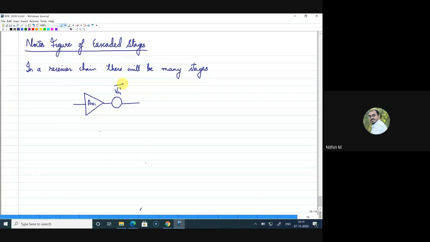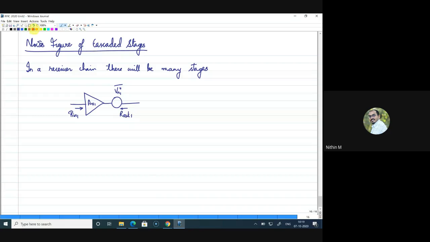Now, for this stage, we consider the input and output resistances as well. We are considering it as a voltage amplifier. So at the input side, you will have resistance Rin1, and at the output side, you will have resistance of Rout1. These are the two. We are considering the loading effects as well. This is for this particular stage.